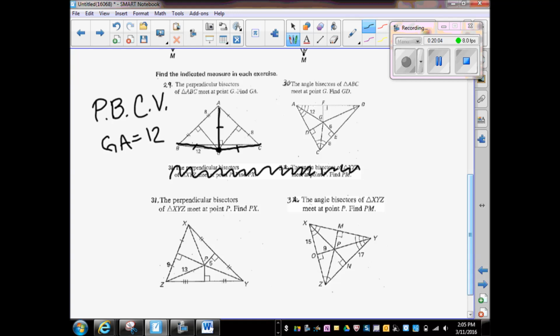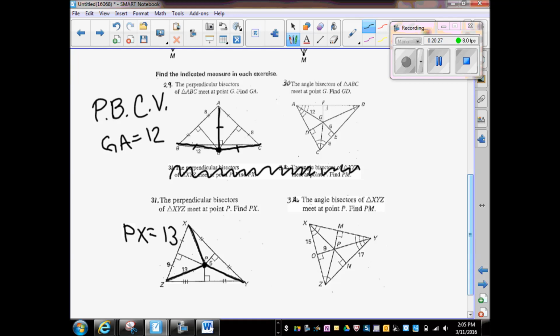So then let's go ahead and tackle 31 while we're at it. So again, perpendicular bisectors. Point P is my circumcenter. And this is equidistant from each of my vertices. So PX equals 13. 13. Okay.